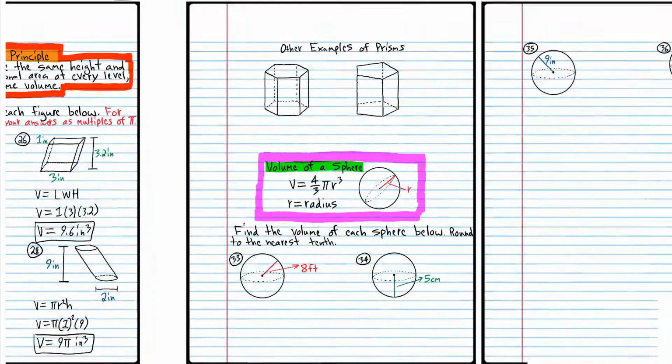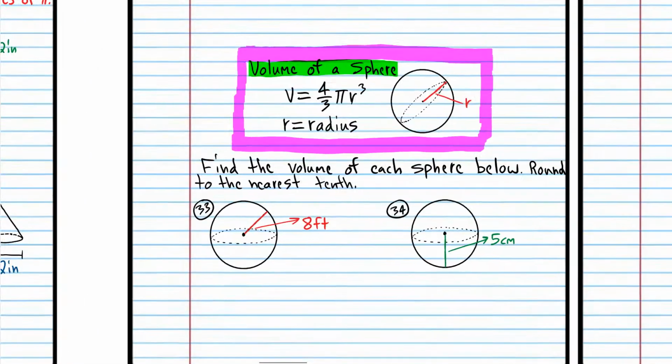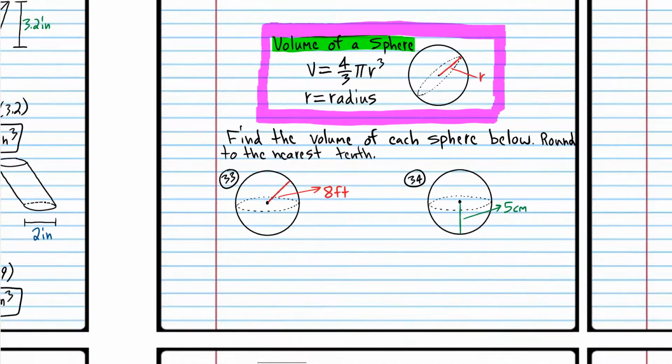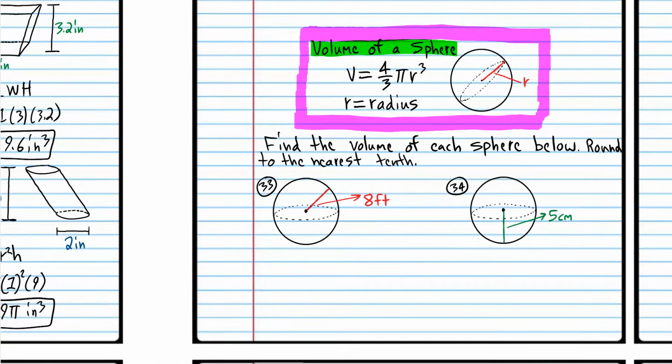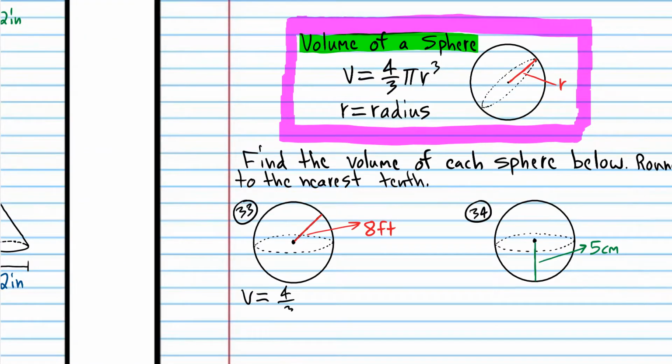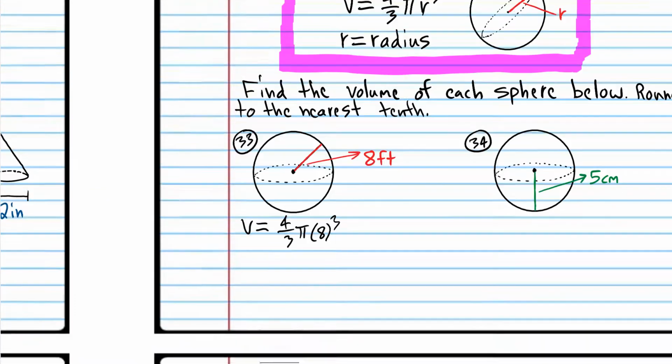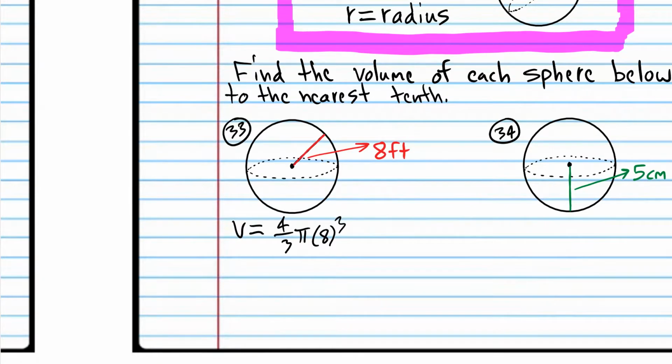Okay, on to 33. Volume of a sphere. So this is going to be pretty easy. Again, it's just another formula to memorize. So volume equals 4/3 pi r cubed. And I should probably write the formula, I guess. R cubed. So volume equals 4/3 pi, plug in the radius.